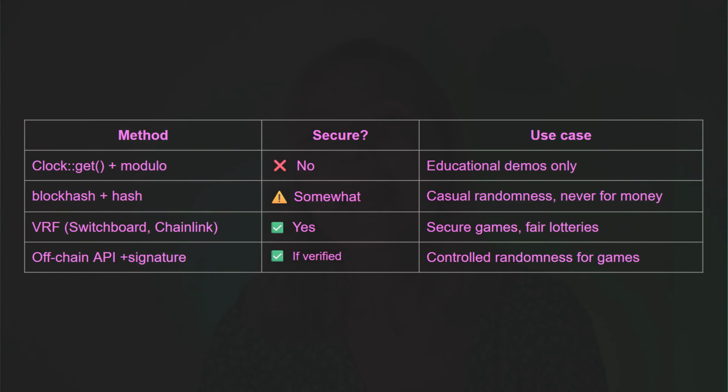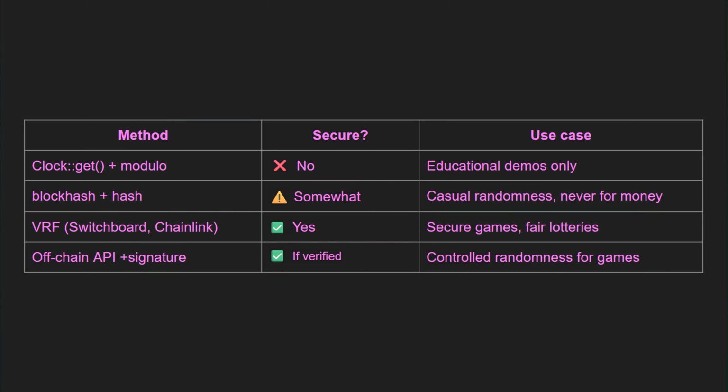It's important to understand that in Solana development, unlike regular Rust, there's no random crate we can just import. That's because blockchain programs are deterministic by design. Every validator must deterministically reproduce the same output for a given input, or consensus breaks. So how can we generate randomness on a chain where determinism is required? In Solana, cryptographically secure randomness can be achieved through a few different approaches.